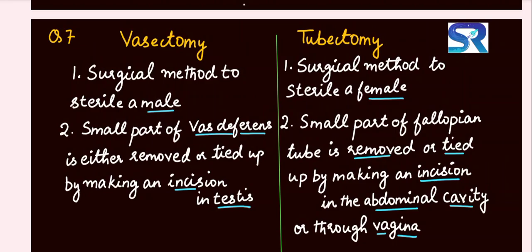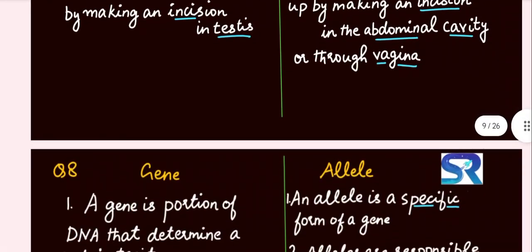Tubectomy is the surgical method to sterilize a female. A small part of the fallopian tube is removed or tied up by making an incision in the abdominal cavity or through the vagina.